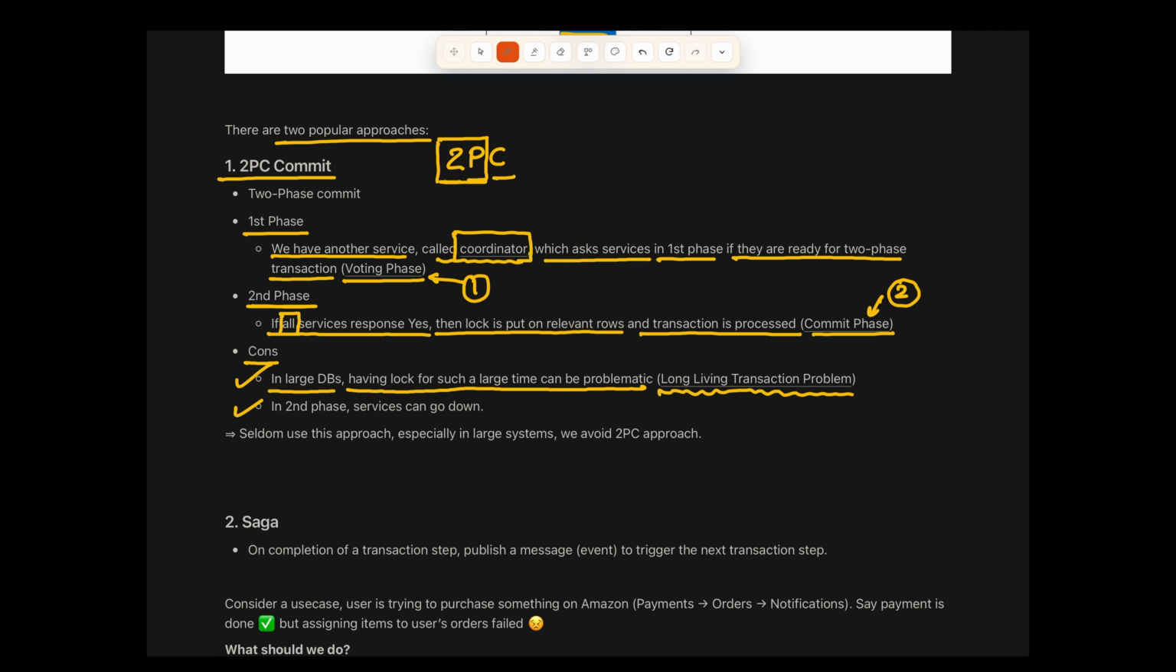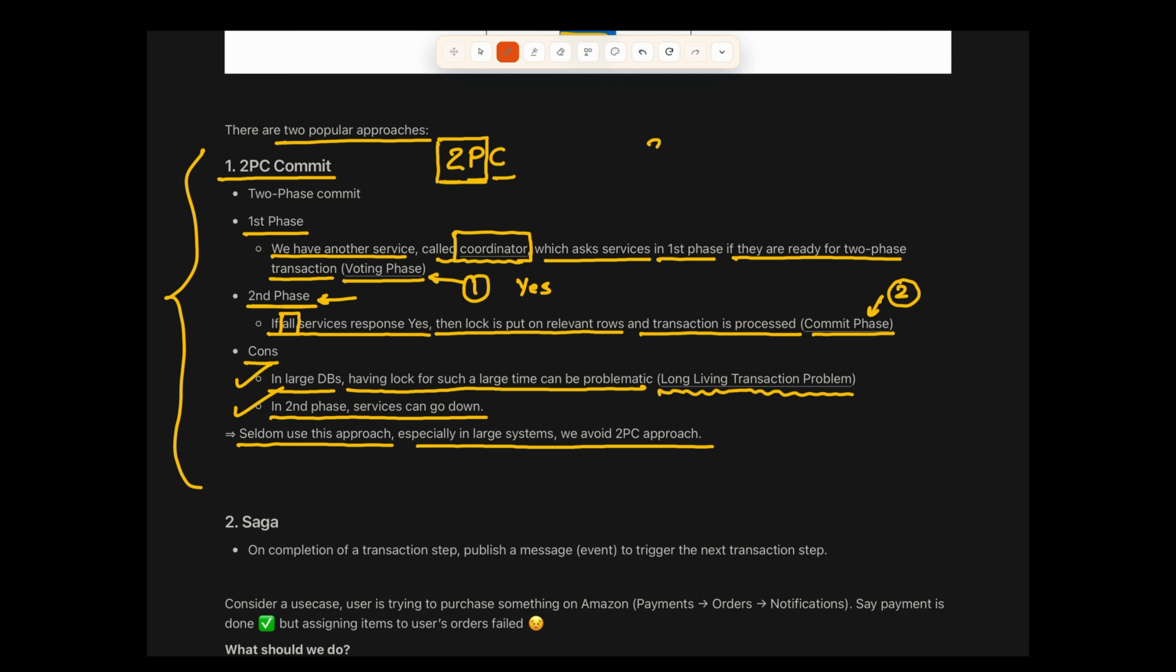The second con is that in the second phase services can go down. What if in the voting phase all the services responded yes, but during the execution of the second phase, one or two services went down? That's why we seldom use this approach. Especially in large systems, we avoid the two-phase commit approach. But it is always good to know what a two-phase commit is.